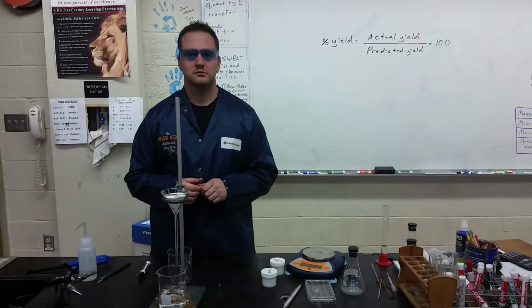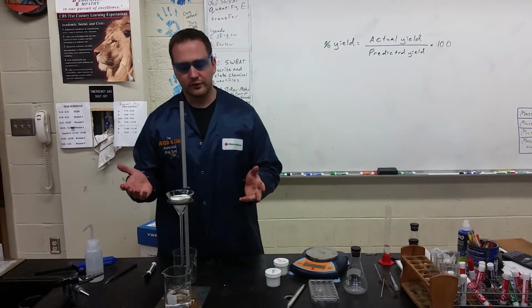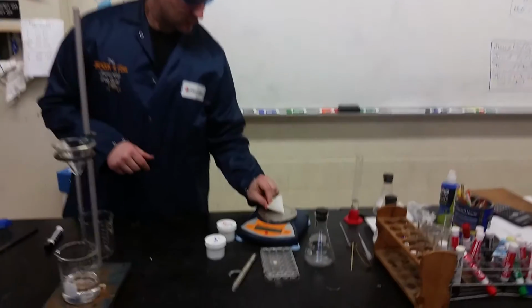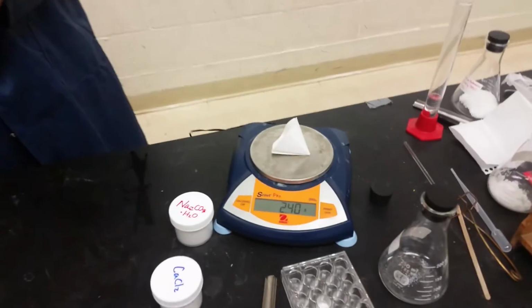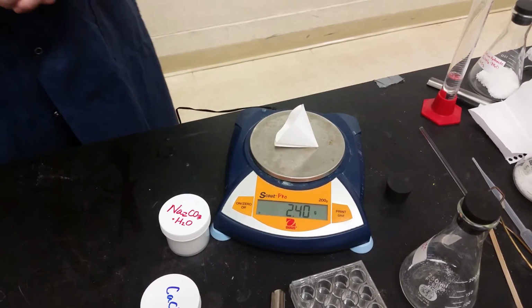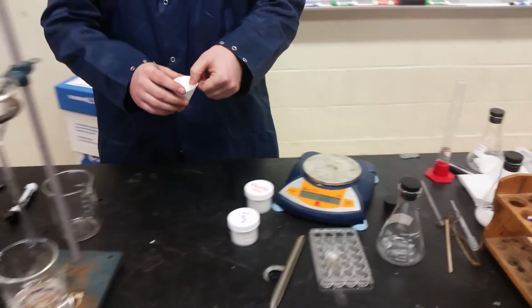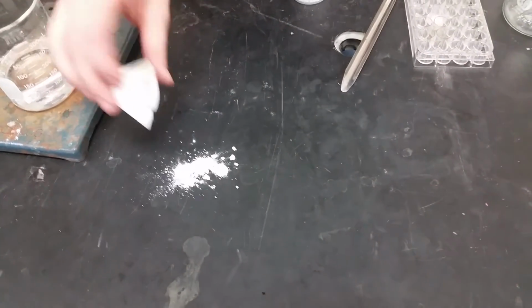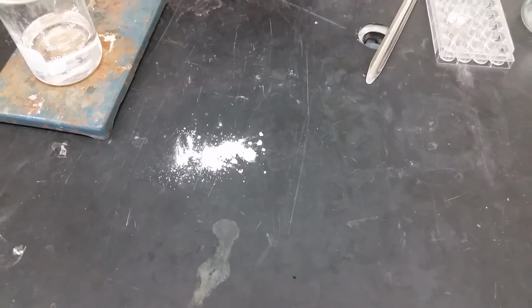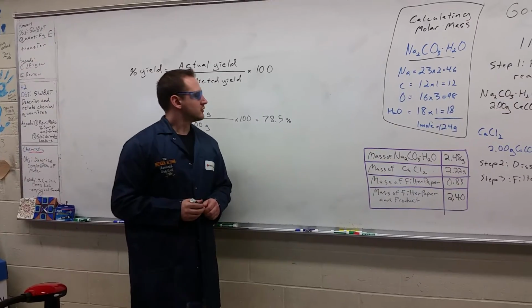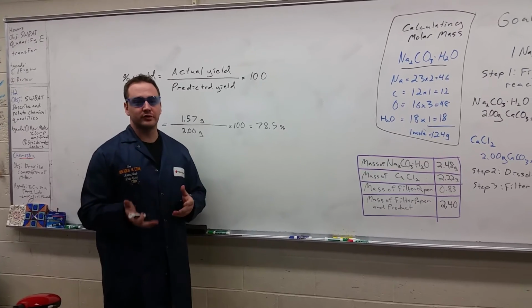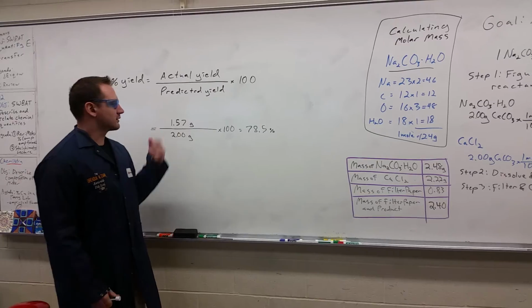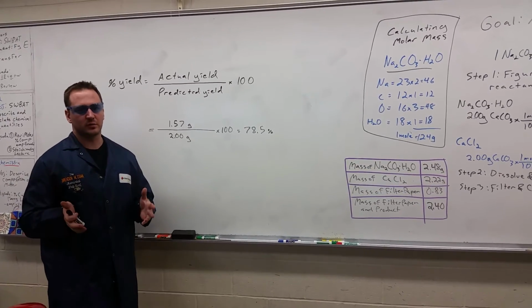So now we've let our chalk dry overnight, and we've collected it, and we're going to weigh our sample. You can see that the mass of the filter paper and chalk is 2.40 grams. And just to show you what the chalk we've made looks like, it went from being that cloudiness in water to now solid calcium carbonate. After subtracting the mass of the filter paper from the mass of our product and filter paper, we found that we collected 1.57 grams of calcium carbonate.